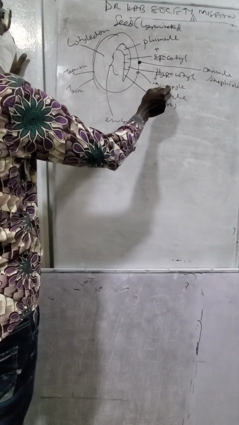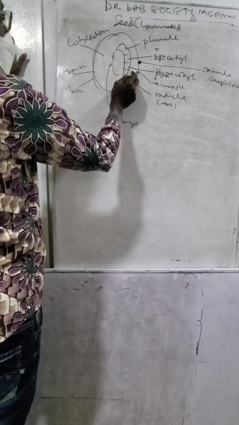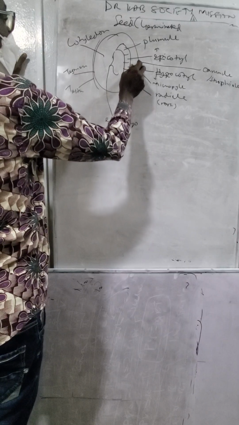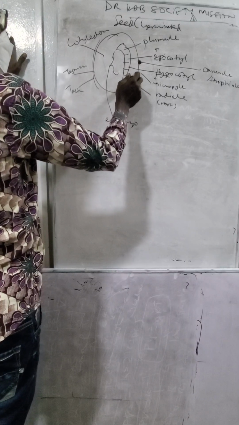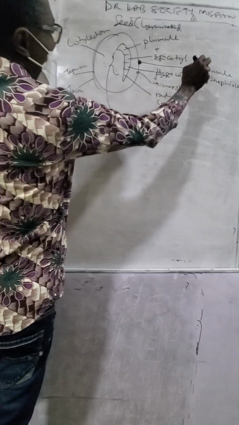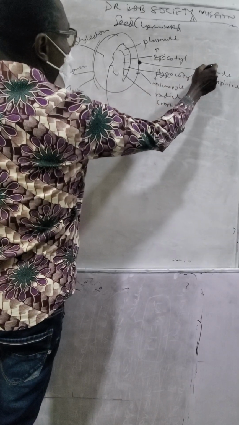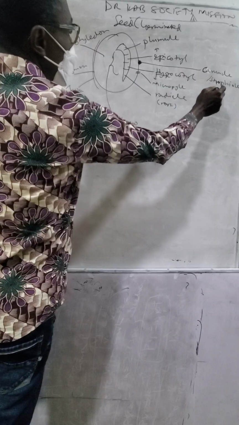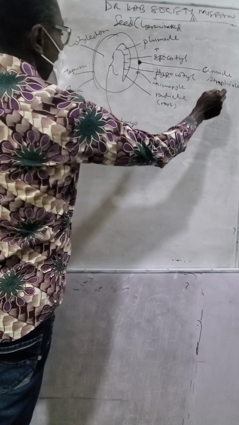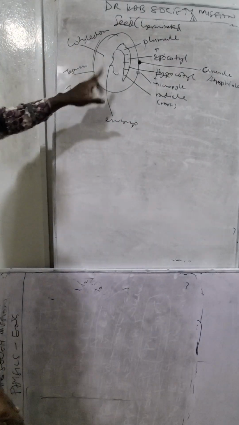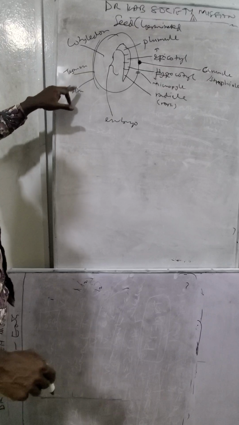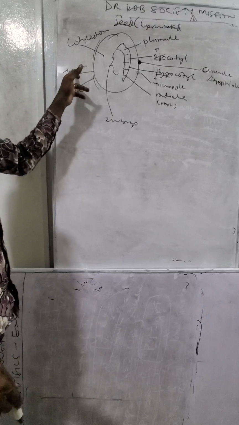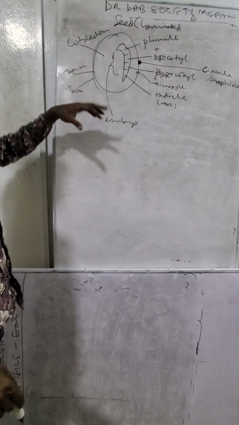The micropyle is a small hole, and the raised area close to the micropyle is the caruncle, or the strophiole. The seed cover, of course, we said is the testa. The outermost is the testa. The inner one is the tegmen.